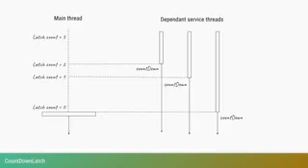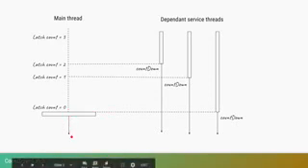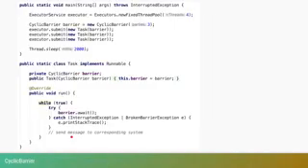Visually, this can be represented like this. So main thread has count 3, it'll start 3 dependent services. Those 3 services can at different points in time say countdown. Once the last thread says countdown, that's when the latch count becomes 0 and only then the main thread can proceed further. Let's move on to the CyclicBarrier.